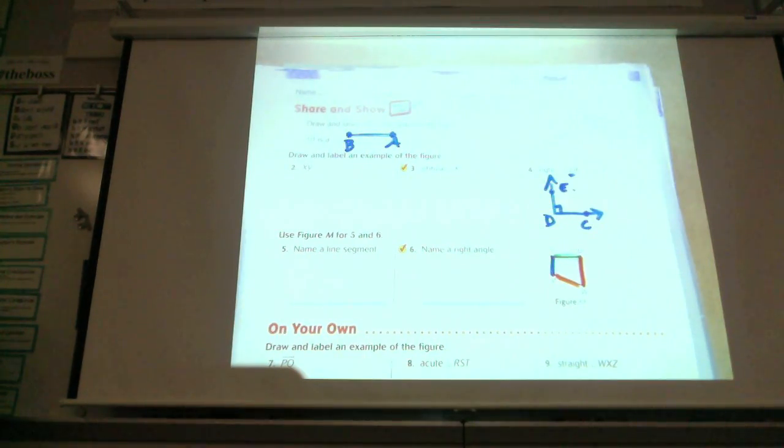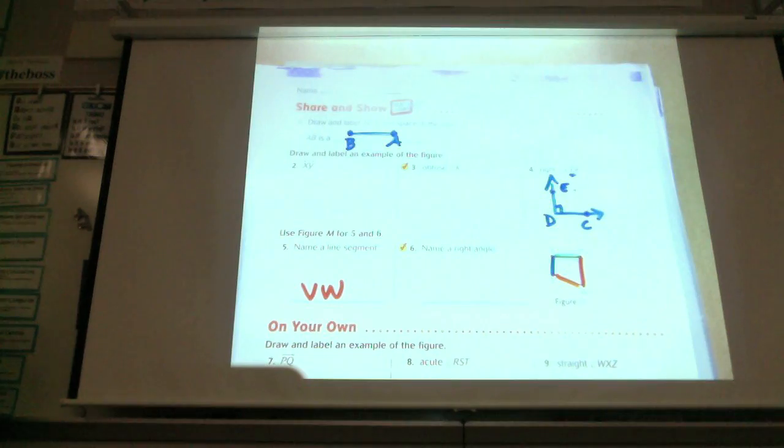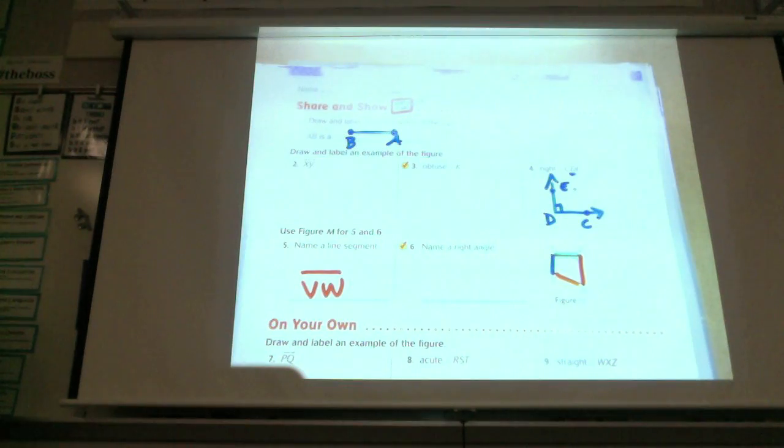I'm going to choose VW. Did I write it correctly? No. Who said no? So you're showing me this movement in the air. So you have to have a line across the top to show that it's a line segment. Is that the only right answer? No. You can write any one of your line segments.